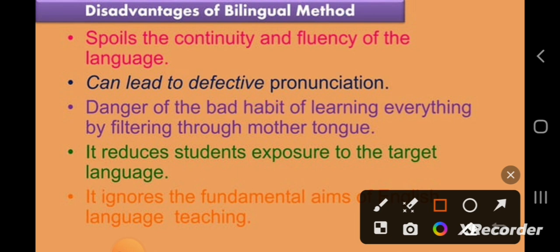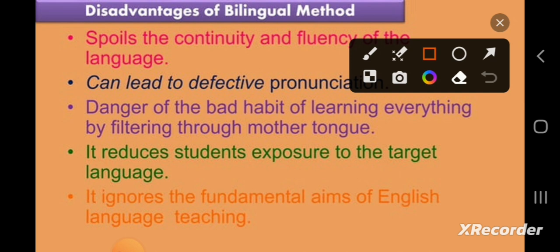Danger of the bad habit of learning everything by filtering through mother tongue. Students might develop a habit of translating everything through their native language, which can slow down the learning process and prevent them from thinking directly in the target language.